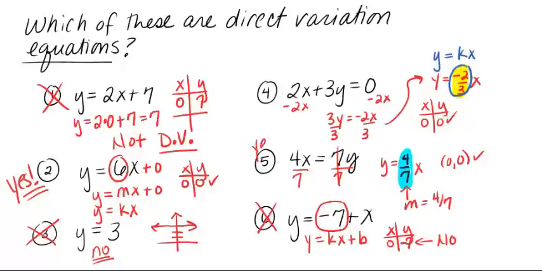So these were yes: numbers 2, 4, and 5 are direct variation, and sometimes you have to do a little work to get there. But numbers 1, 3, and 6 were not, because they did not fit the model y equals kx.